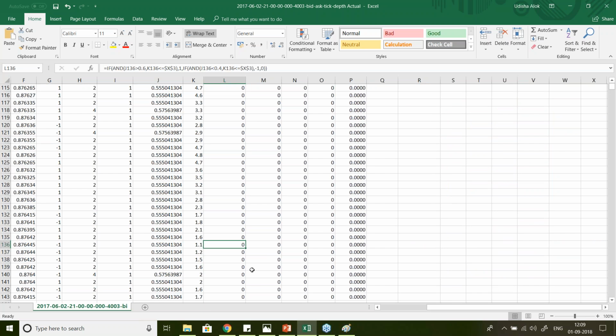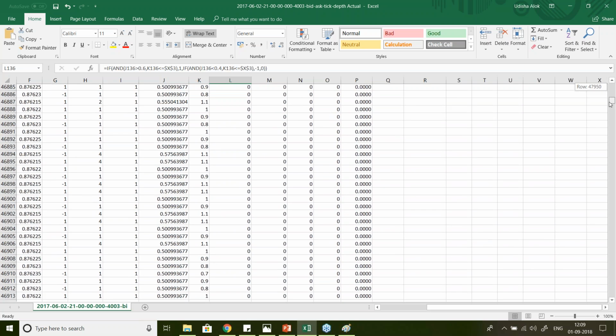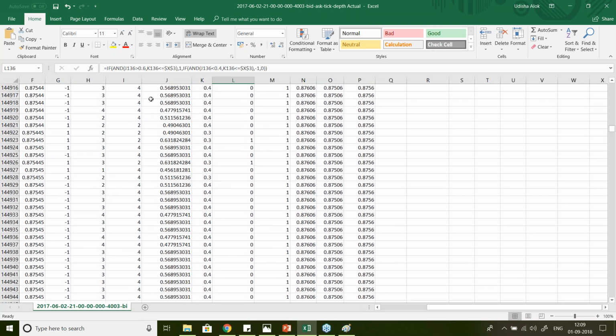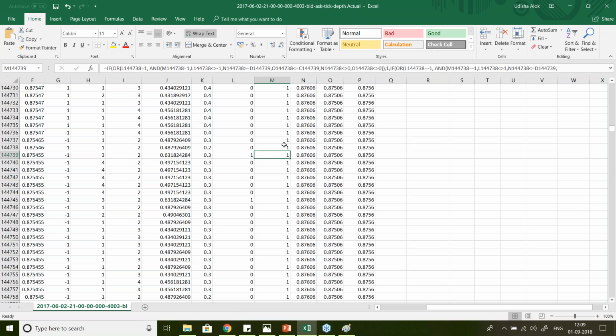So if we see here, let us see where we get a, yeah, we have a signal here. So here, if you see, we have generated a few signals. So we have a signal of one here where the probability is 63%, right? So we have a buy signal, but already an existing buy signal is there continuing. So we don't buy again, we just maintain the signal.